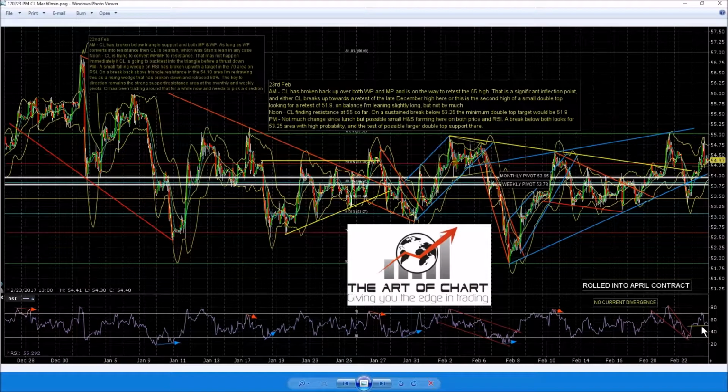Here's another one I was looking at today. CL, I marked on here. Possible small head and shoulders forming here on both price and RSI. A break below both looks for the 53.25 area, of high probability.